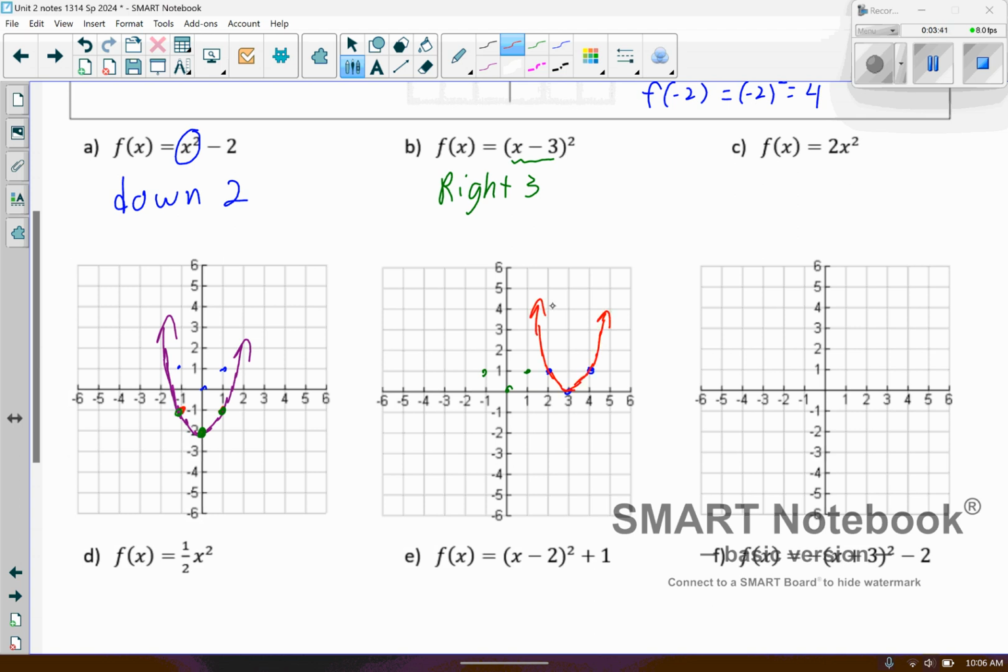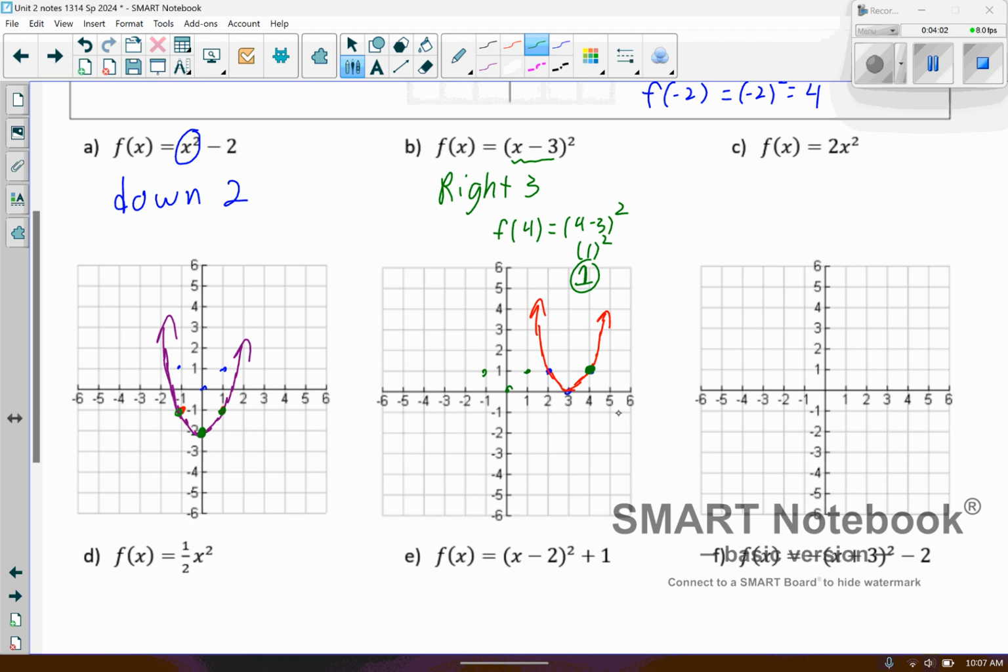If you want to, you can always plug stuff in to see that the algebra does work. For example, if I were to plug in f of 4, that would be 4 take away 3 squared, which becomes 1 squared, which is 1. You can see that point is right there at 4, 1.